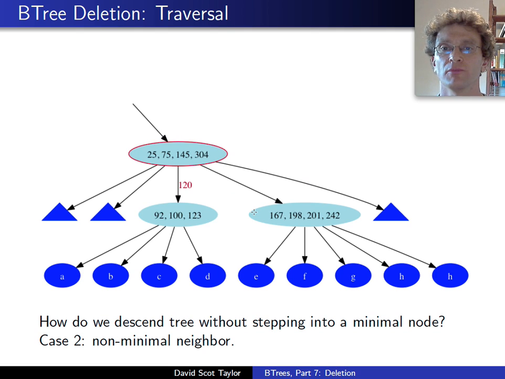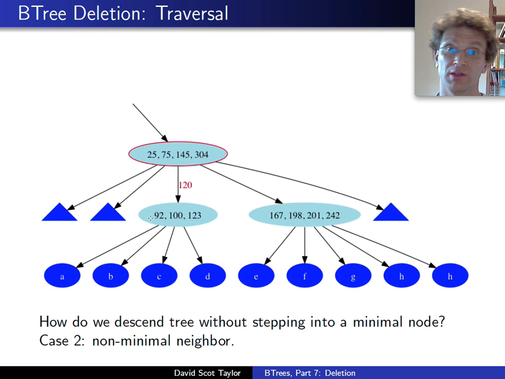Hey, no problems. What happens if I want to descend and I look at a node and it's actually already minimal? It's only got 3 values in it. Well, in this case, what I do is I check the neighbors.